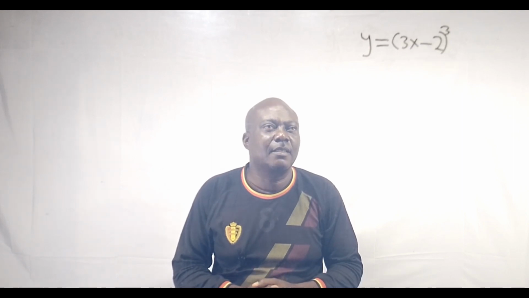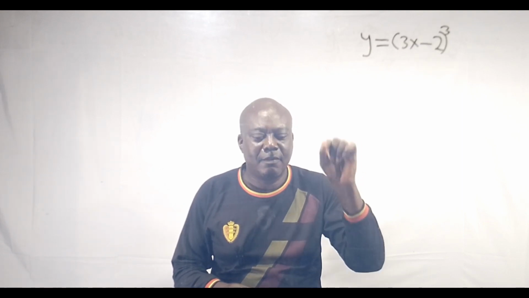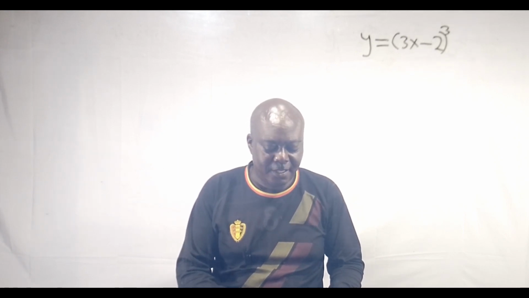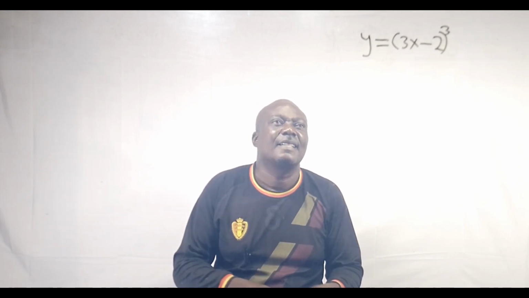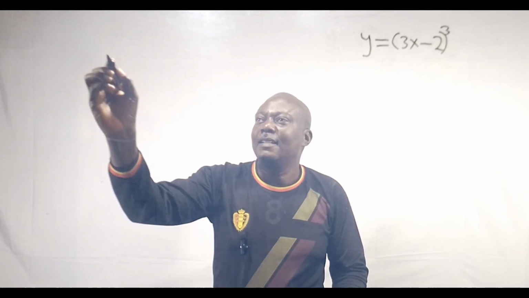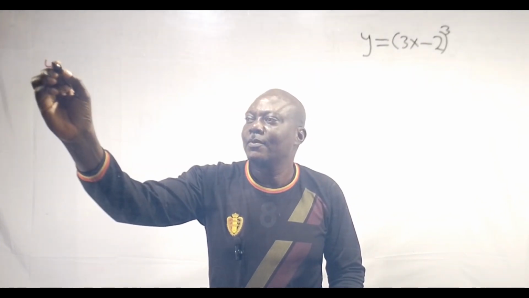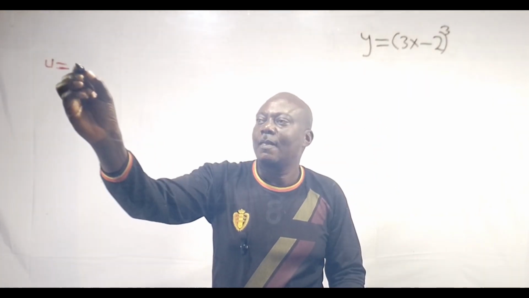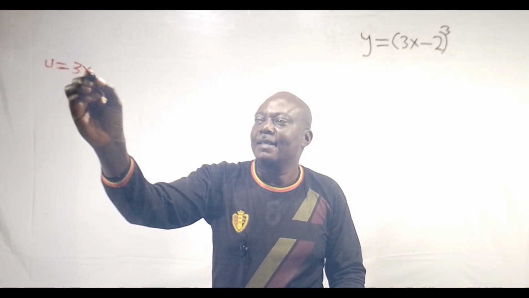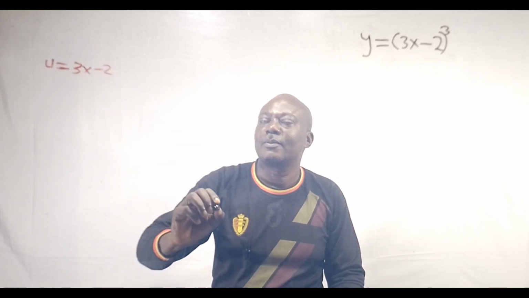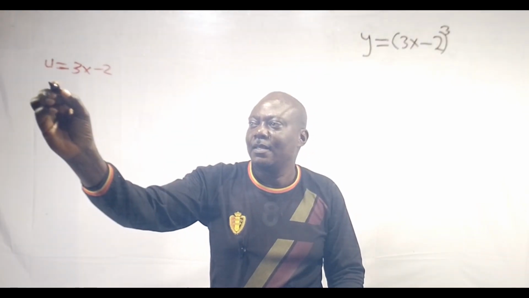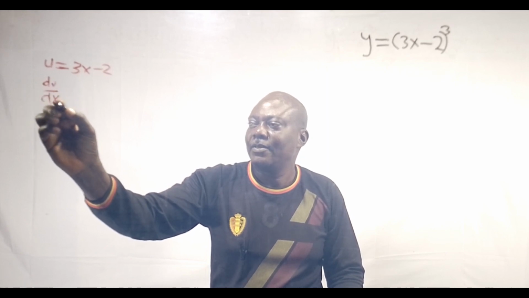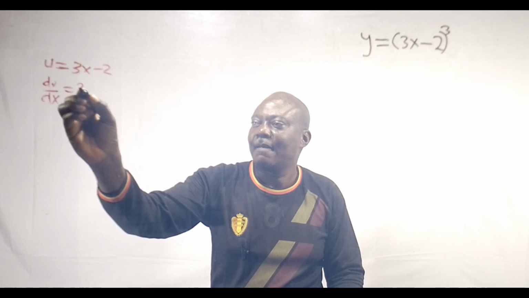Differentiate this. This is a case of function of a function. Now, to do it, let u equal 3x minus 2. That means if we differentiate u with respect to x, du/dx, we get 3.